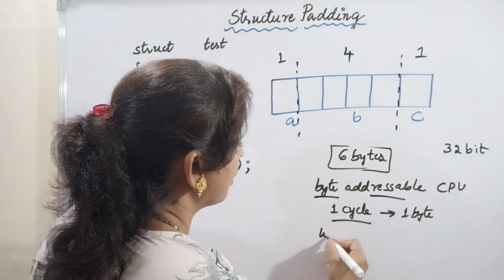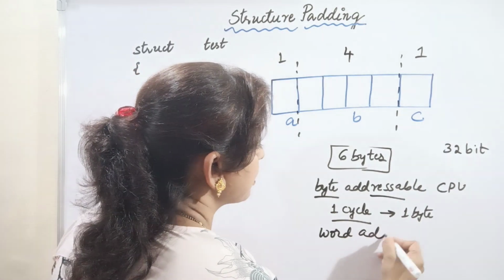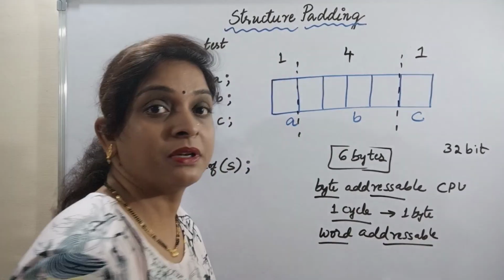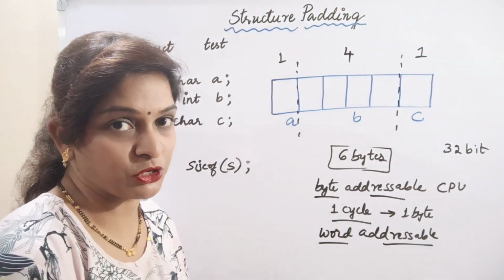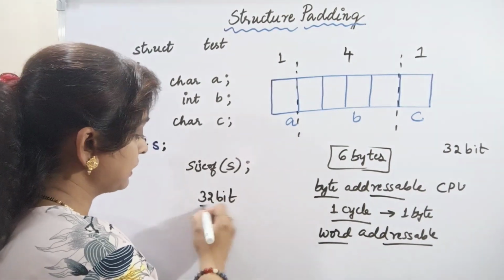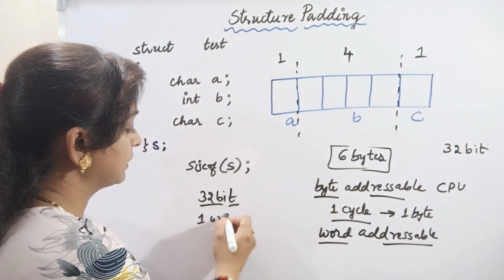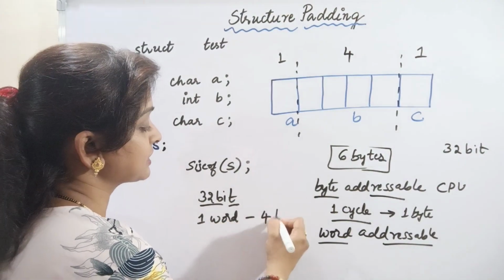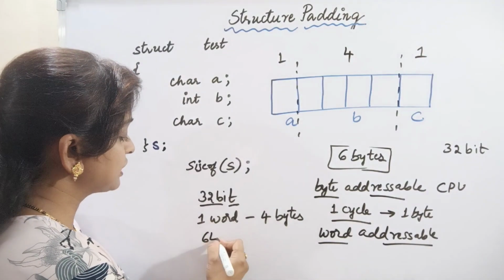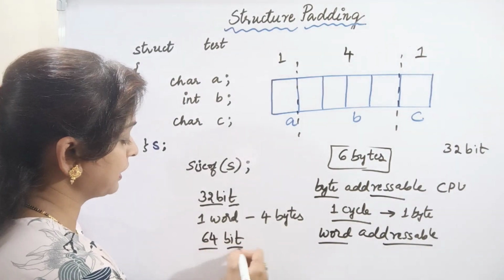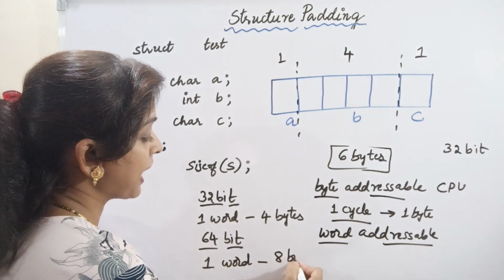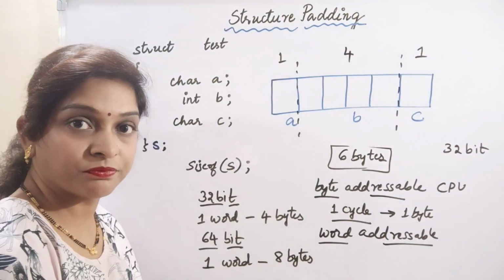Now we have word addressable. So what is this word addressable? Usually word addressable is machine dependent. It depends upon the machine. If it is a 32-bit machine, then one word means it can access 4 bytes at one stretch. If it is a 64-bit machine, then one word means it can access 8 bytes at one stretch.